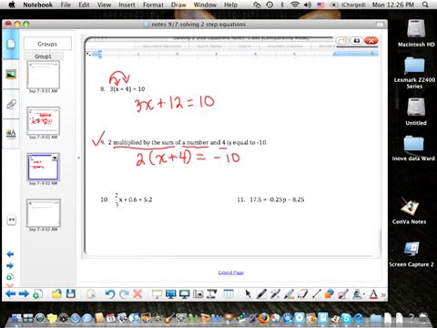Again, I won't do all the steps to solve. I'll let you do that. But if I multiply the 2 times the x, I get 2x. If I multiply 2 times 4, I get 8 equals -10. And then you solve by subtracting the 8 and dividing by 2.